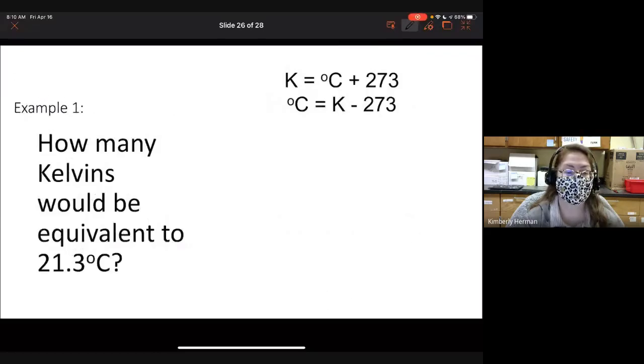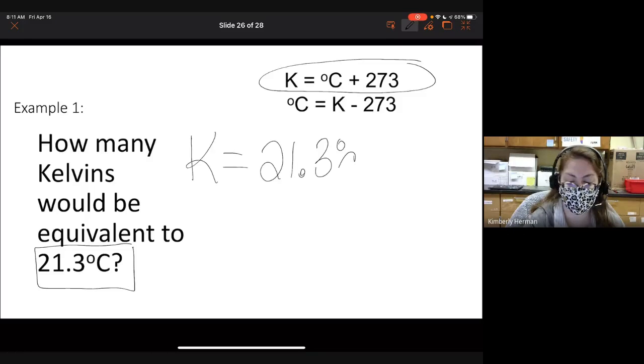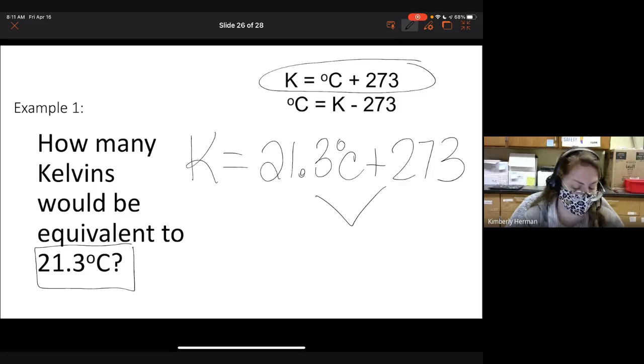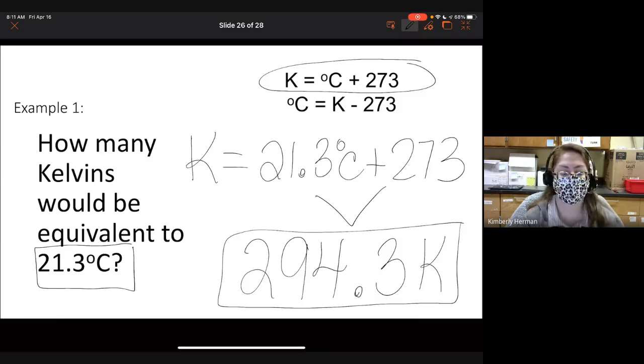So example number 1 says how many kelvins would be equivalent to 21.3 degrees Celsius. So remember, we're trying to get into Kelvin, so we're going to be adding. So Kelvin is equal to your degree C, so that's 21.3 degrees C plus 273. So let's add it right now in our calculator. You can use mental math too. So 21.3 plus 273, that would be equivalent to 294.3 Kelvin. Now notice that Kelvin will not have a degree symbol, and it is capital K.